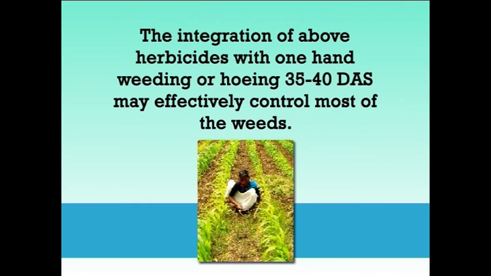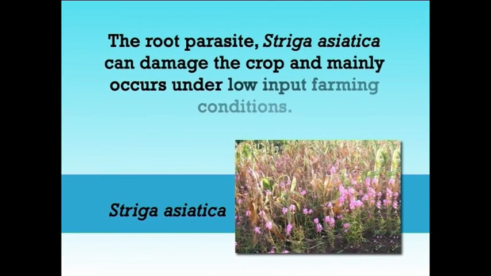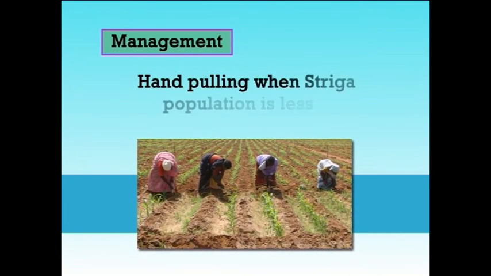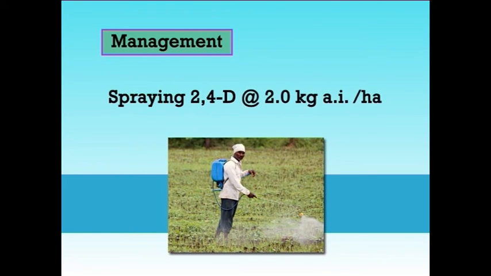most of the weeds. Root parasite, that is Striga asiatica, can damage the crop and mainly occurs under low input farming conditions. Its management includes crop rotation with trap crops like cotton, sunflower, and groundnut. Next option to manage is hand pulling when Striga population is less. And the next one is spraying of 2,4-D at the rate of 2 kg active ingredient per hectare.